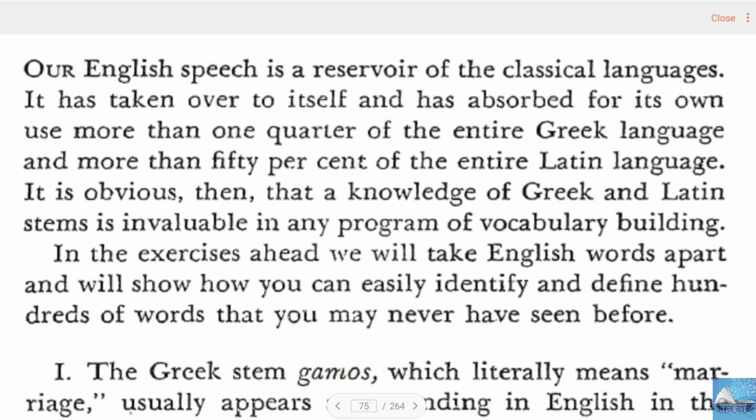Our English speech is a reservoir of the classical languages. It has taken over to itself and has absorbed for its own use more than 1/4 of the entire Greek language and more than 50% of the entire Latin language. It is obvious, then, that a knowledge of Greek and Latin stems is invaluable in any program of vocabulary building. In the exercises ahead, we will take English words apart and will show how you can easily identify and define hundreds of words that you may never have seen before.